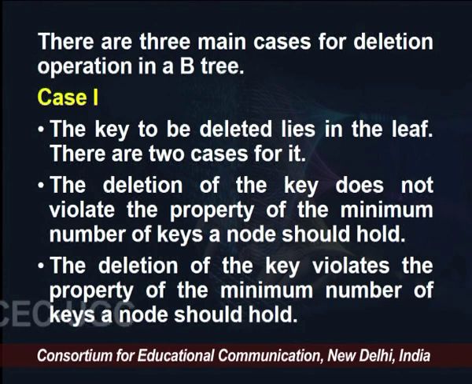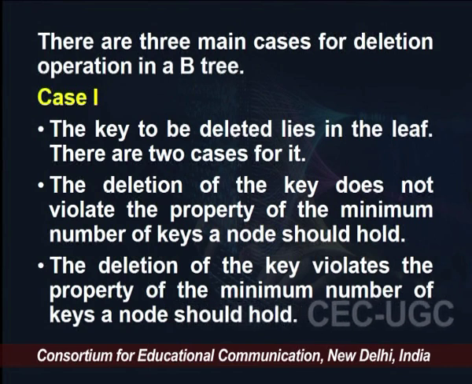Similarly, if we talk about deletion, we have 3 main cases for the deletion operation in a B tree. So, we will take them one by one. My first case is the key which we are going to delete lies in the leaf. Here we also need to see whether the key which we are deleting is lying in the leaf, or it is lying in the internal node. Then also the equations or the calculations are to be taken care of.